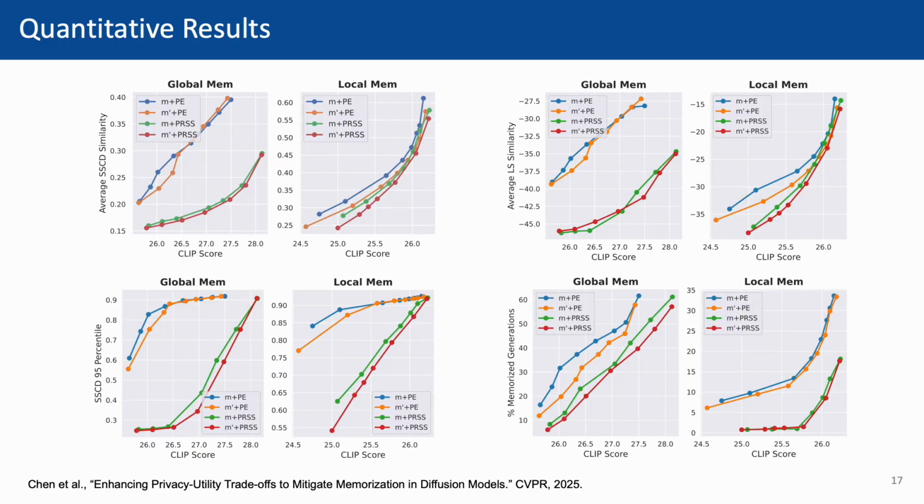Now, some existing strategies also use alternative privacy metrics, such as the localized similarity scores, the 95th percentile of SSCD similarity, or even the percentage of generations classified as memorized using a 0.5 threshold. We've tested PRSS using all of these, and the results are consistent. Our approach always lands in the bottom right corner, showing the best overall privacy utility trade-off across the board.